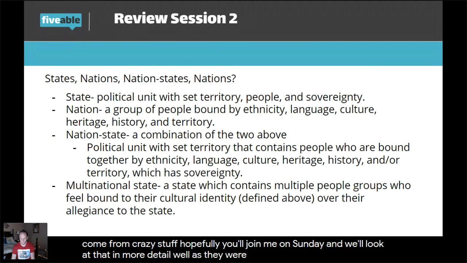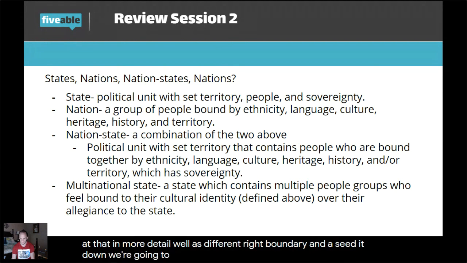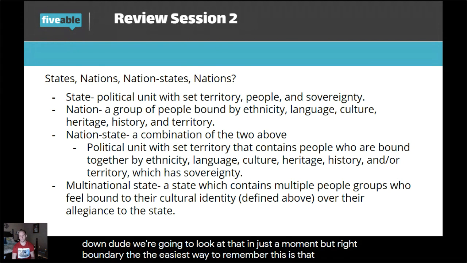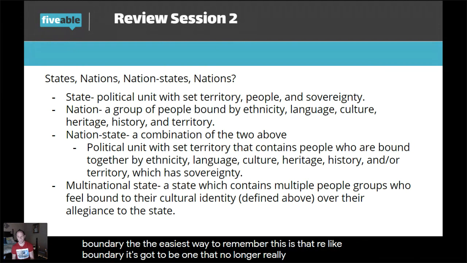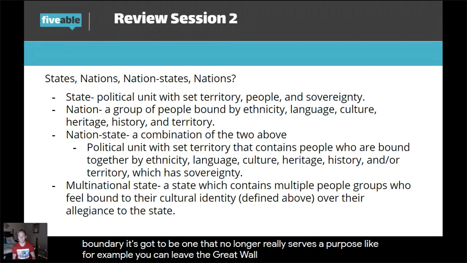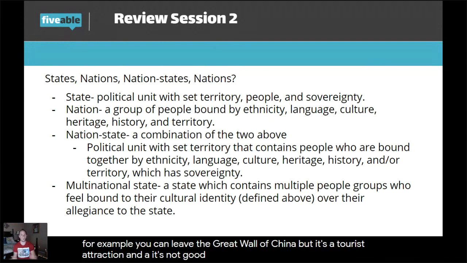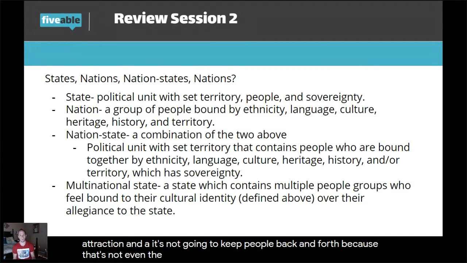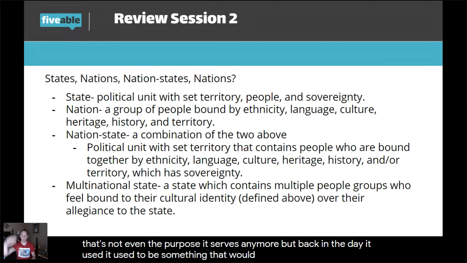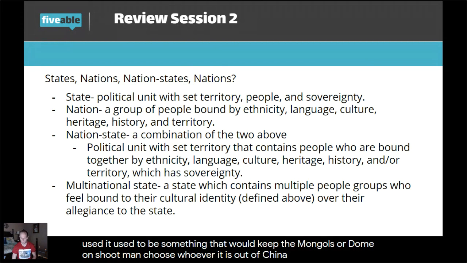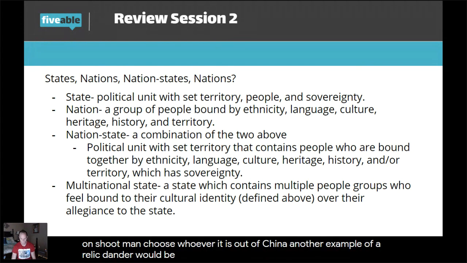What is the difference between a relic boundary and an antecedent boundary? We're going to look at that in just a moment. But relic boundary, the easiest way to remember this is that a relic boundary is going to be one that no longer really serves a purpose. For example, you can look at the Great Wall of China, but it's a tourist attraction today. It's not going to keep people back and forth because that's not even the purpose it serves anymore. But back in the day, it used to be something that would keep the Mongols or the Manchus, whoever it is, out of China. Another example of a relic boundary would be Hadrian's Wall. We're going to get that in a moment, so just hang tight on that question.